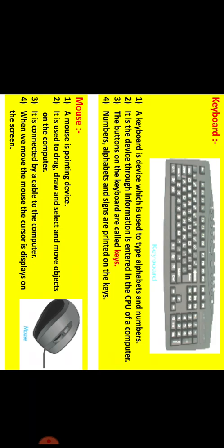What is mouse? A mouse is a pointing device. What is the mouse doing? A mouse is used for drag, draw and move the object. For what purpose is the mouse used? The mouse is used for drag, draw and move. How is the mouse connected? The mouse is connected with the help of wire. When the mouse is moved, the small white arrow is displayed on the screen. Got this point about the mouse?